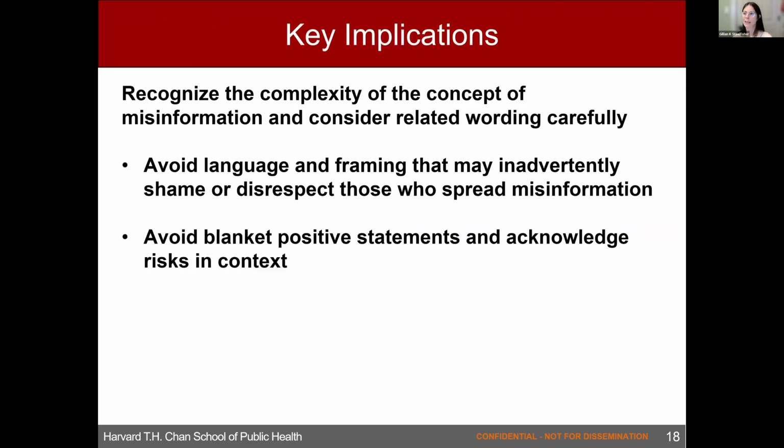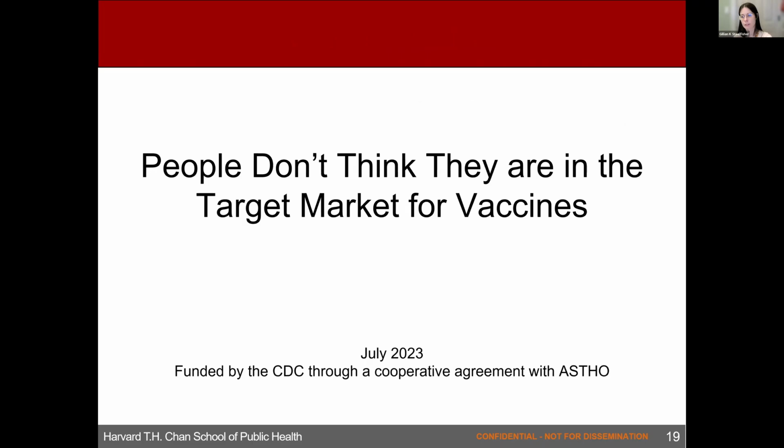And then avoiding blanket positive statements like vaccines are always great, there's never any side effects. Instead, just acknowledging the risks in context without exaggerating them on either the positive or the negative side. Okay, that says to me I have one more minute. And set expectations about effectiveness, to the earlier point about making sure that we don't talk about vaccines as fully making sure you never get a virus, but making sure that you're going to be less likely to get it and more likely to get a milder case if you do.